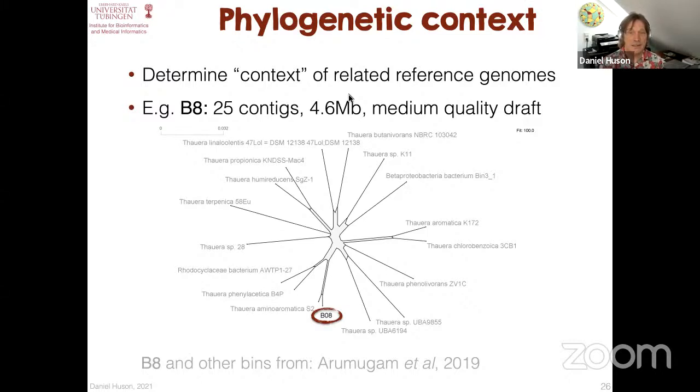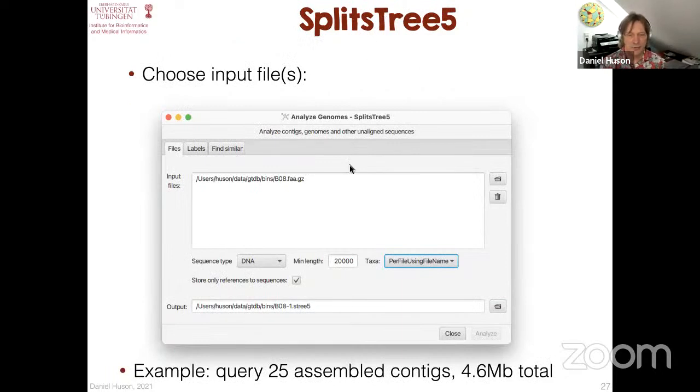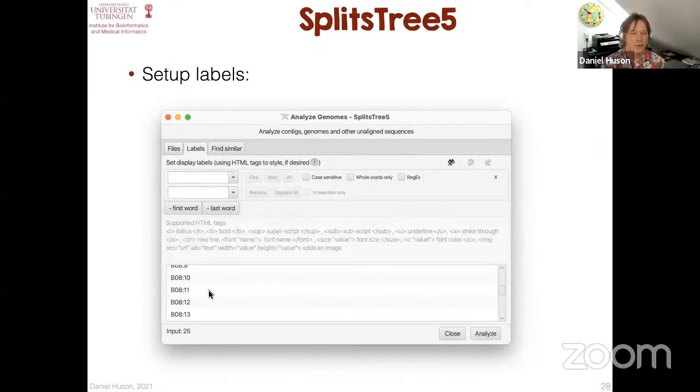And this is implemented in the SplitsTree 5 program that we developed for phylogenetic networks. What you do to use this is provide a file containing the genome that you want to place, or for which you want to compute the context. And then there are some ways to set up what labels to use.